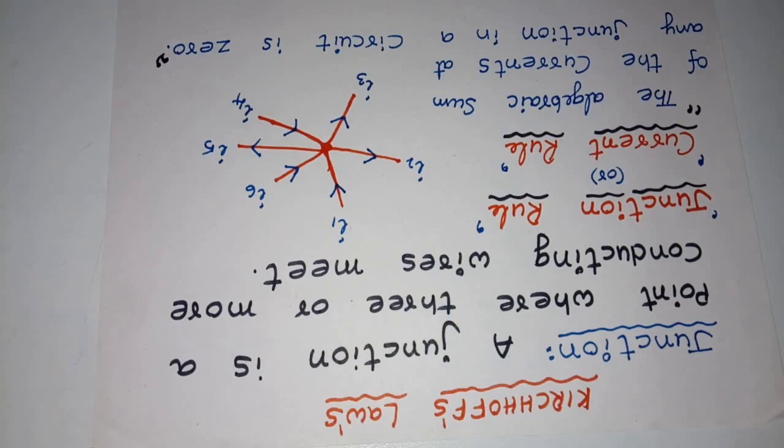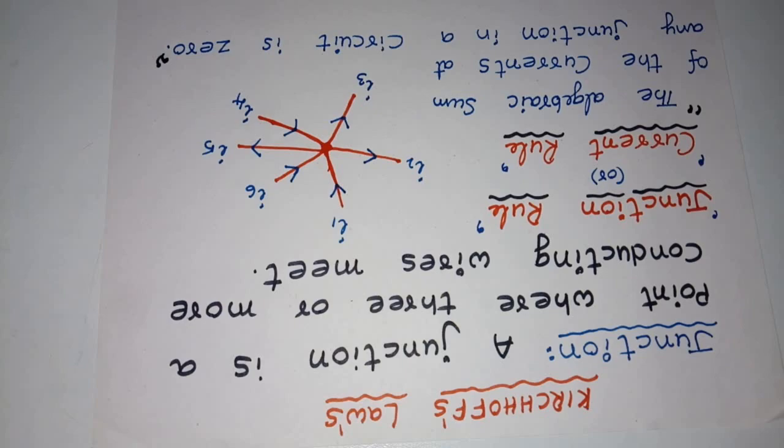Ohm's law is useful for simple circuits only. And if you want to find the electric current passing through a complicated circuit, we need to use Kirchhoff's laws. Kirchhoff's laws are of two types. The first one is the junction rule.